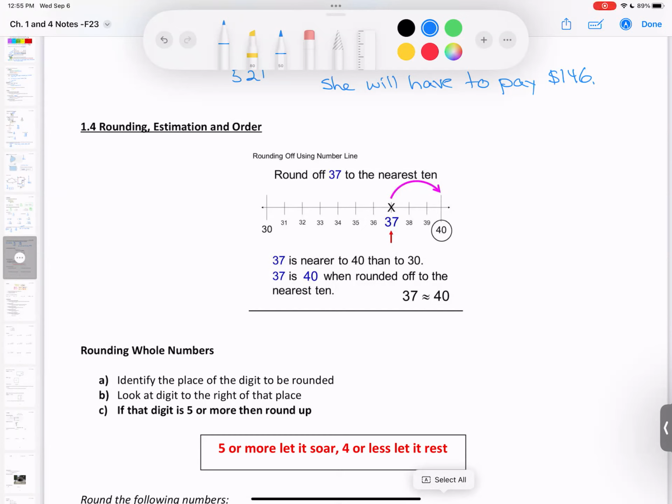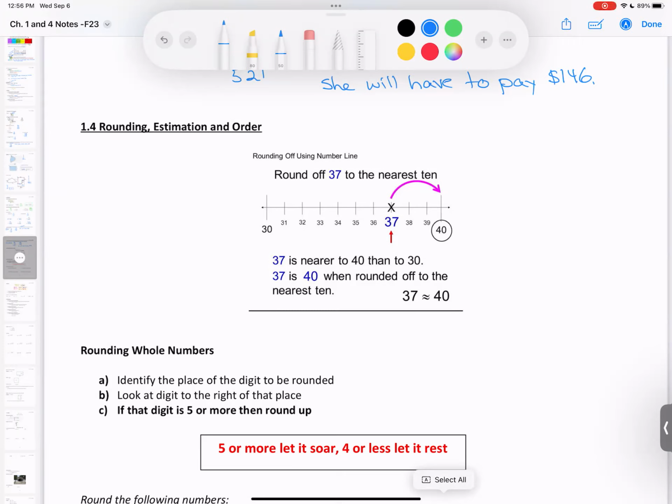Sometimes you want to round just so it's easier to do the math, to add or subtract something. It's easier to deal with rounded numbers. This also has implications in science, where you can't record numbers that you haven't really measured. So the rounding becomes important there as well.